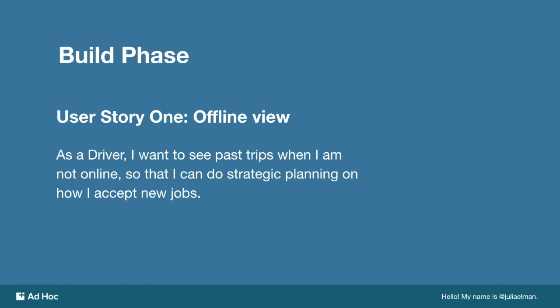So let's focus on the first activity, which is the offline view, as an example. The basic user story for this requirement can be something like: as a driver, I want to see past trips when I'm not online so that I can do strategic planning on how I accept new jobs.